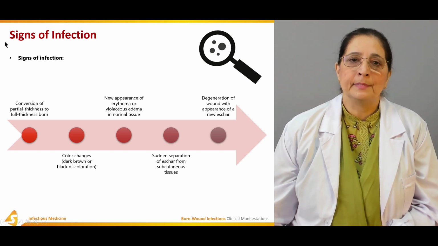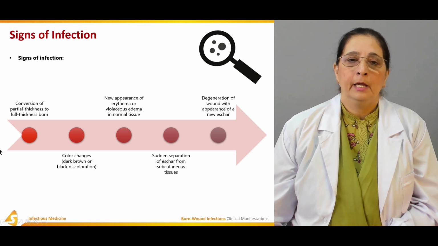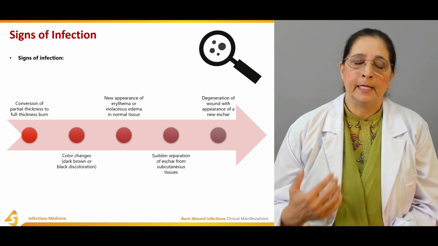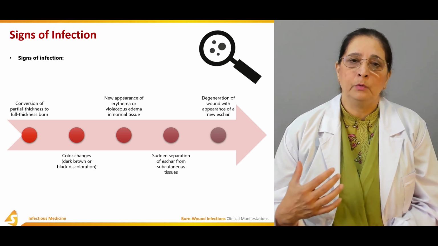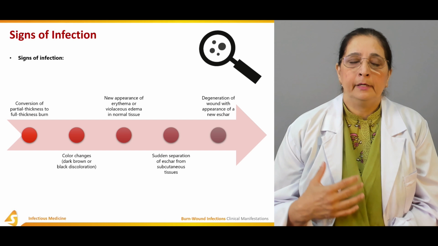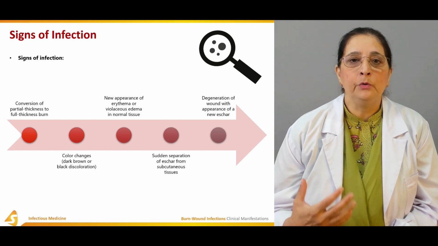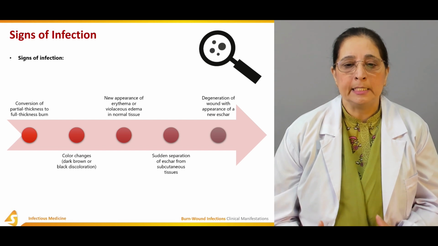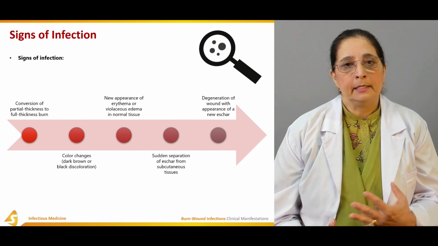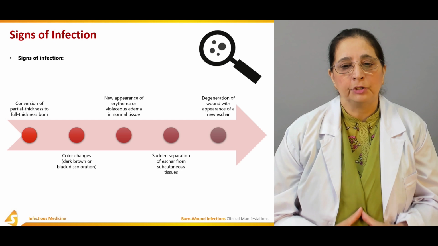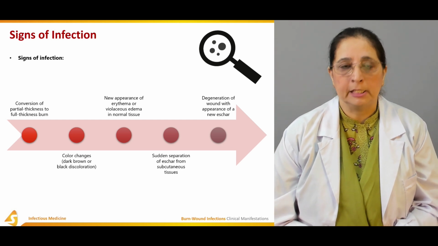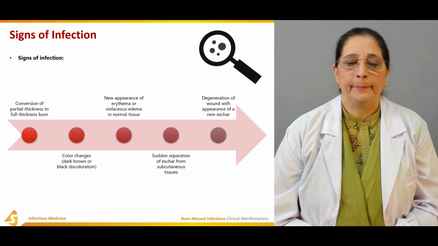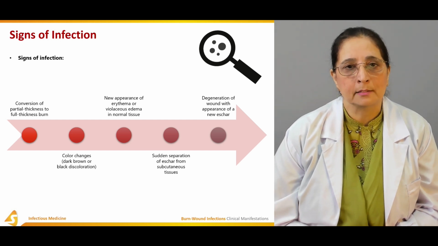So these are some signs of infection. It can change from partial thickness to full thickness. Color change to black or brown. There is again new appearance of erythema or violaceous edema, and then a sudden separation of eschar tissue from subcutaneous tissue, and degeneration of the wound with appearance of new eschar.